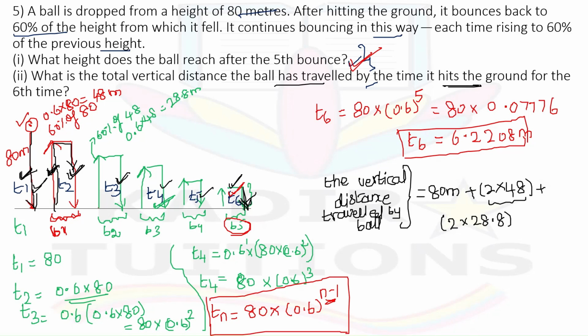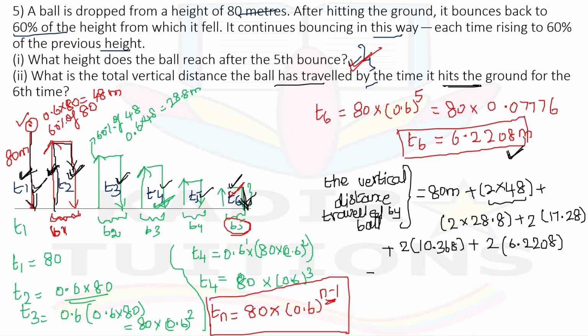So the next one is plus, during the next bounce it is going to reach the height of 17.28, plus during the next bounce it is going to reach the height of 10.368, and plus this one we already calculated. Now what is the height during bounce 5? That is the next term. During bounce 5 it is going to travel and hit the ground with the height of 6.2208. So now we are going to calculate all these things and we'll get the answer.